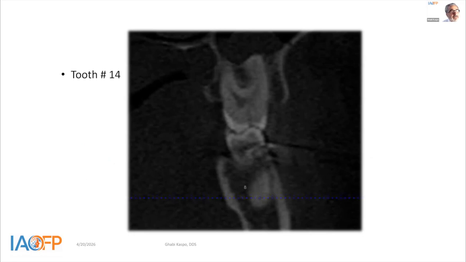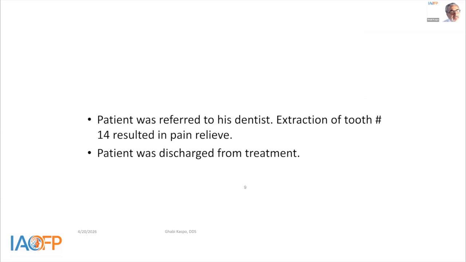I did a cone beam CT scan because he brought his panoramic and it really did not help. With the CBCT, you can get small slices. I noticed a crack in the premolar area, tooth number 14, and that was really the problem. So the patient was sent back to his dentist, and the tooth number 14, the second premolar, was treated. I know some Europeans and some other countries don't use the American numbers. And the patient was discharged.